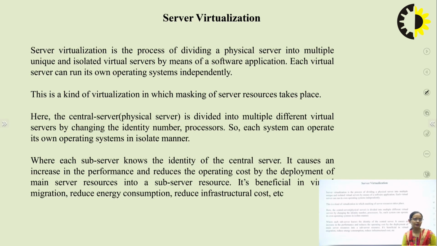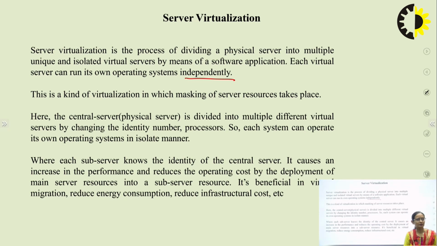In another category is server virtualization. It is a process of dividing a physical server into multiple unique and isolated virtual servers by means of a software application. Each virtual server can run its own OS independently. This is a kind of virtualization in which masking of server resources takes place. Here the central server, that is a physical server, is divided into multiple different virtual servers by changing the identity number, processors. That is, each server is having its own specific set of resources. So each system can operate with its own operating system and with its own platform.